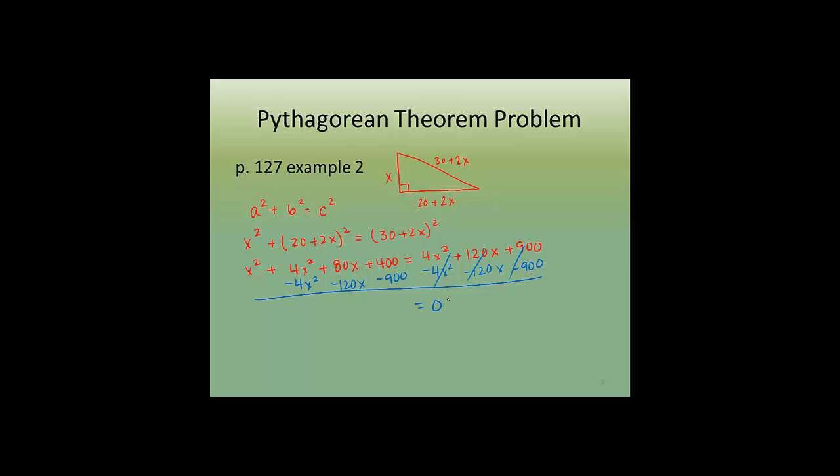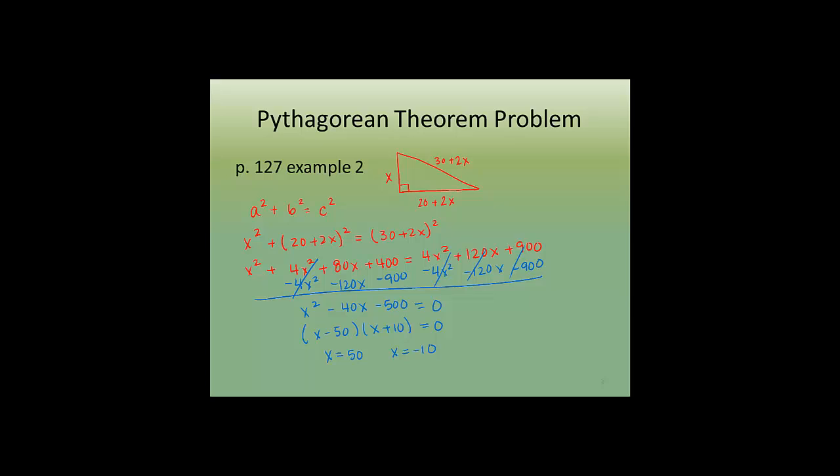I've got this equal to 0, and I will have x squared minus 40x minus 500 equals 0. And I'll factor and use the zero product property. x minus 50 and x plus 10 equals 0. x equals 50 or x equals negative 10. If this were not a word problem, those answers would be fabulous.